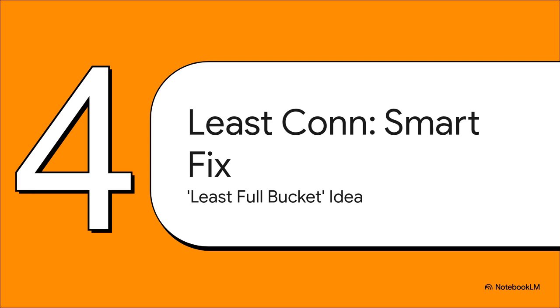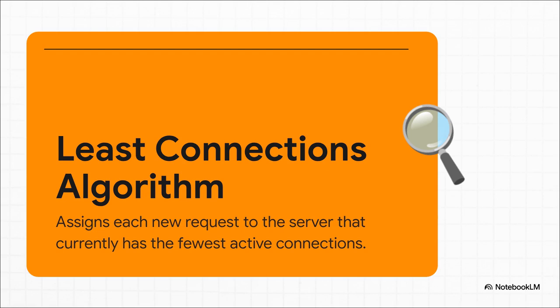And this is where our second algorithm comes in to save the day. Least connections is the smarter, more adaptive solution. Instead of just blindly dealing cards, it actually looks at the table to see who has the fewest cards. We'll call this the least full bucket approach. So unlike round robin, least connections is a dynamic algorithm. And all that means is that it uses real-time information to make its choices.